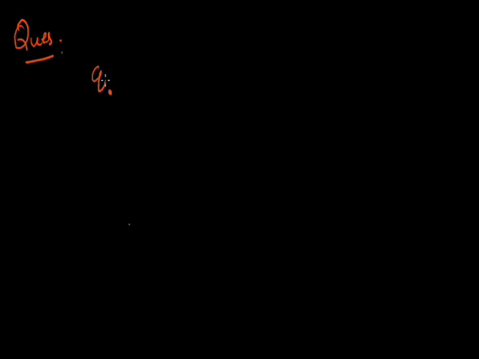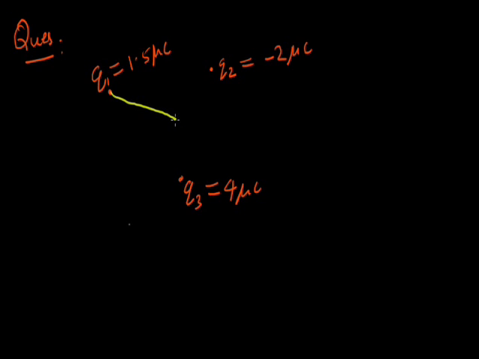Let's see, we have Q1 charge, Q2 charge, and Q3 charge. Q1 equals 1.5 microcoulomb, Q2 equals minus 2 microcoulomb, Q3 equals 4 microcoulomb. Due to this system of three charges, we need to find the potential at point O. The distance of point O from Q1 is 1 meter, from Q2 is 2 meter, and from Q3 is again 2 meter. So what would be the net potential?